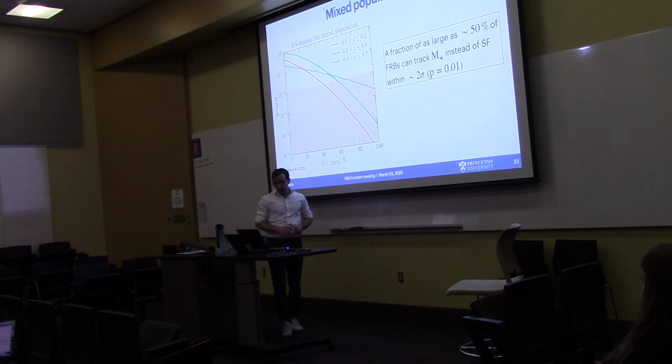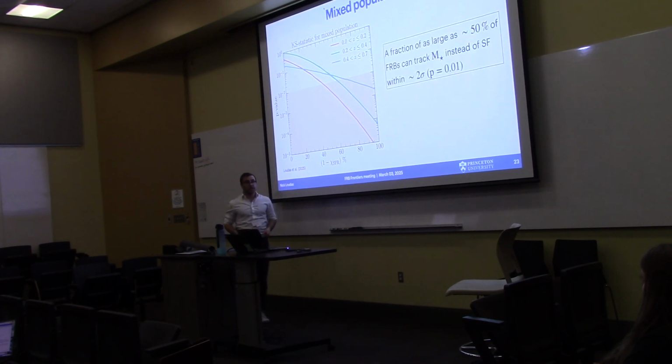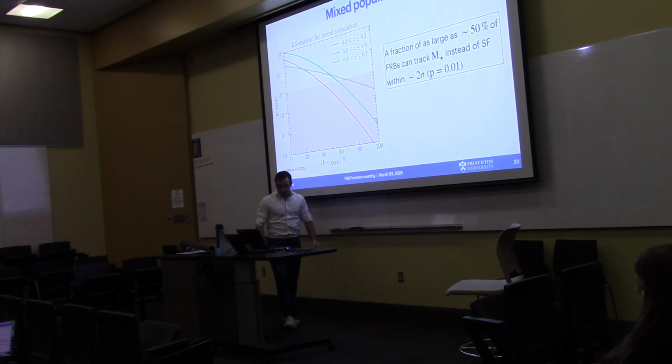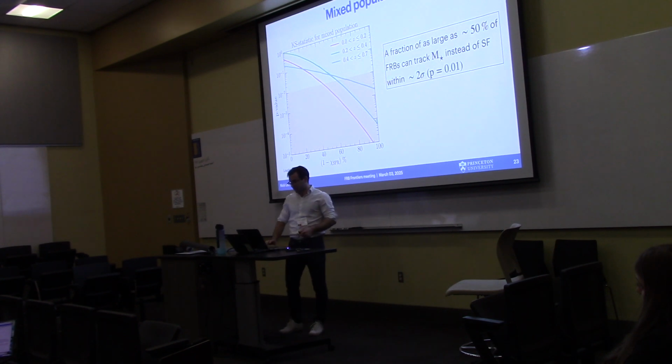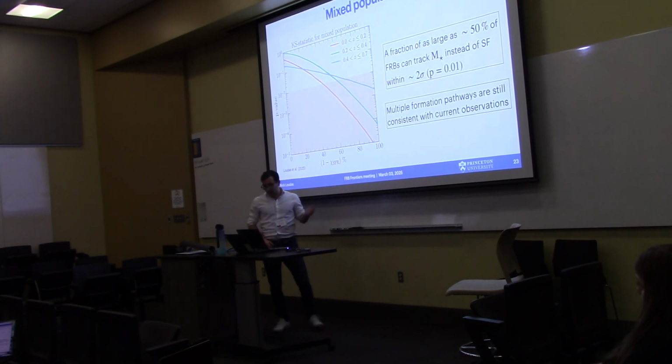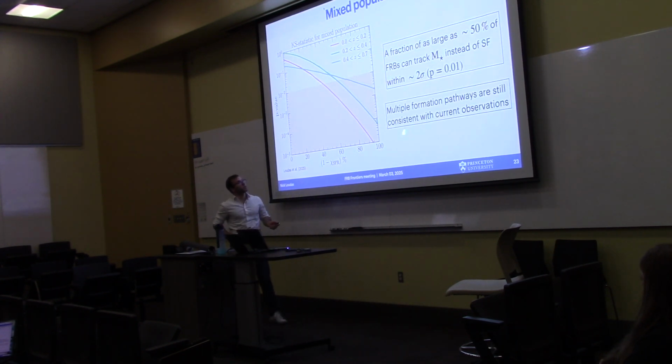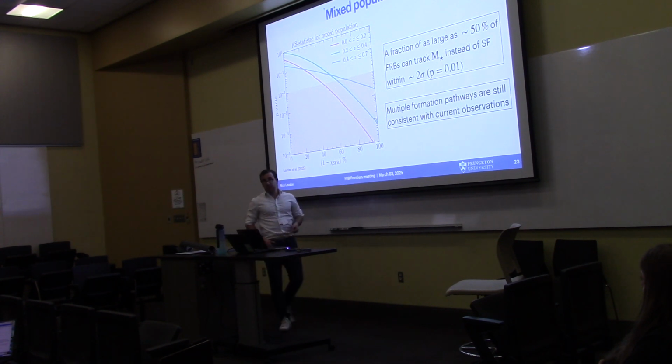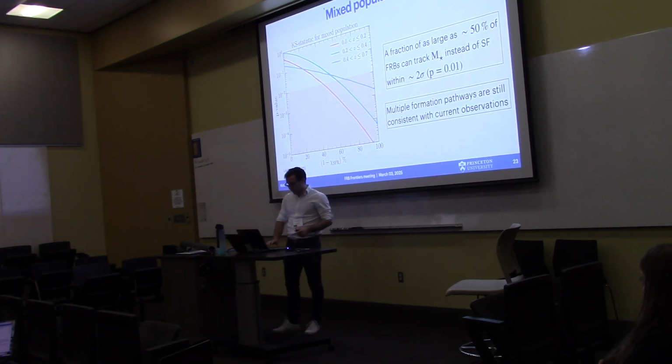So we cannot really put stringent constraints on what the mixture is, but this is one way that we can put constraints once we have a larger sample. So multiple formation pathways are still consistent with current observations, and we need more data in order to proceed.